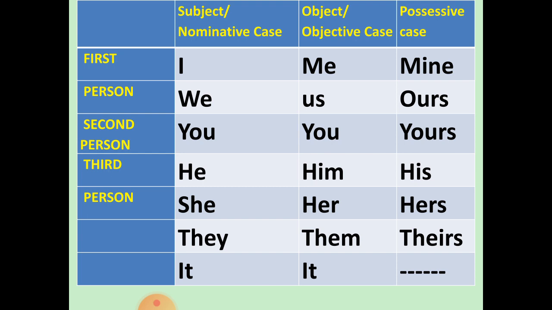So here, if you see the first row, it is I, we, you, he, she, they, it. These are the pronouns which are used as a subject in a sentence, right? I helped you, I like you, we like you, you helped me, he is a good boy. So these all are the pronouns which are used as subject. These are called nominative case. Second is me, us, you, him, her, them, it. So this is objective case.